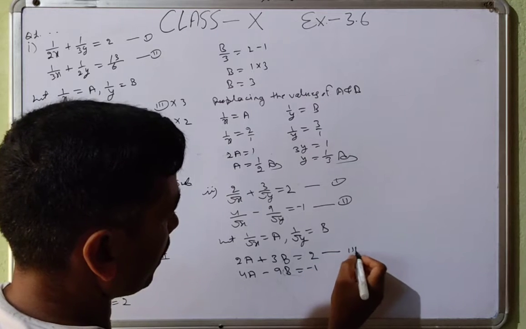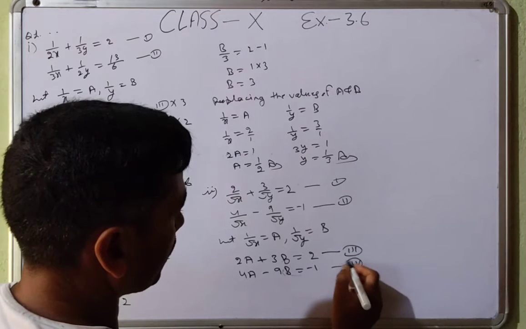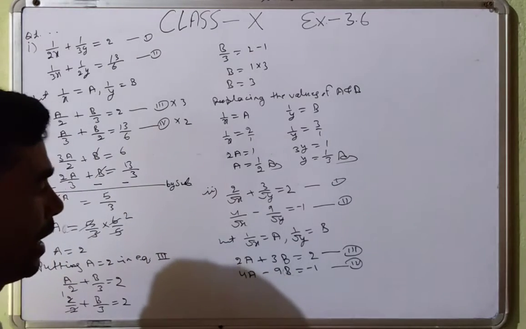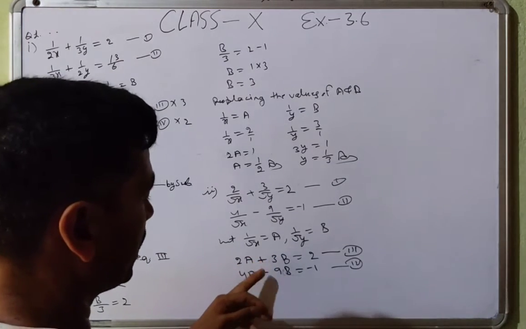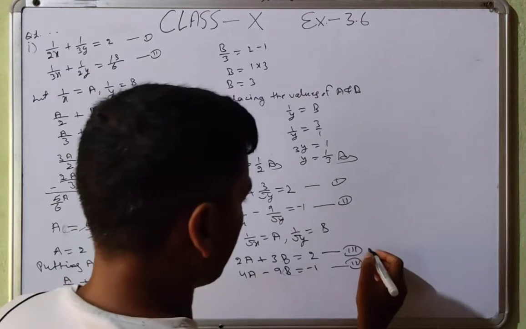This is the third equation, this is the fourth equation. Now we will balance this equation because the sign is already changed here. So we will multiply by 3.